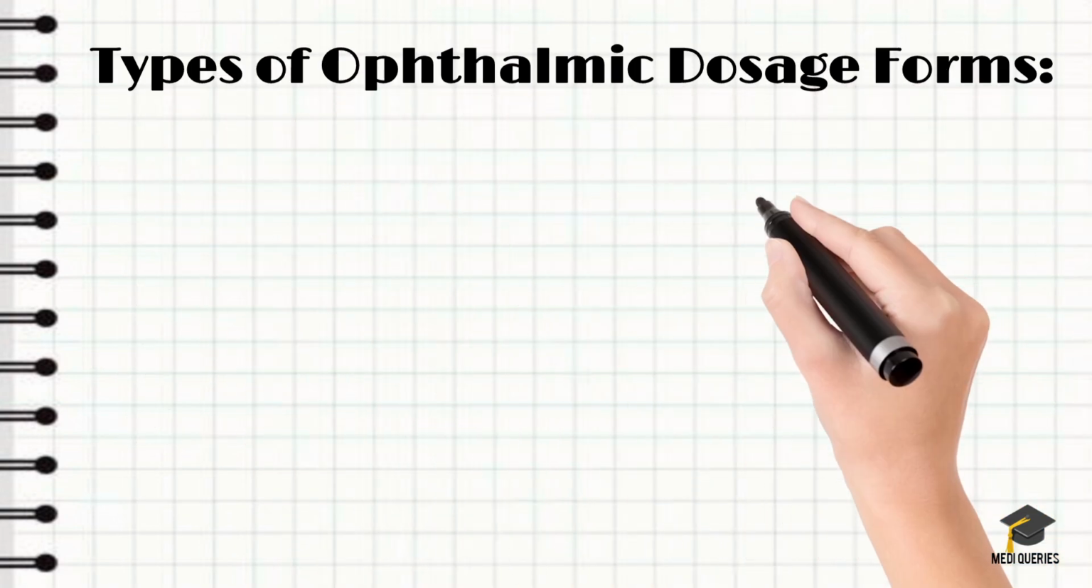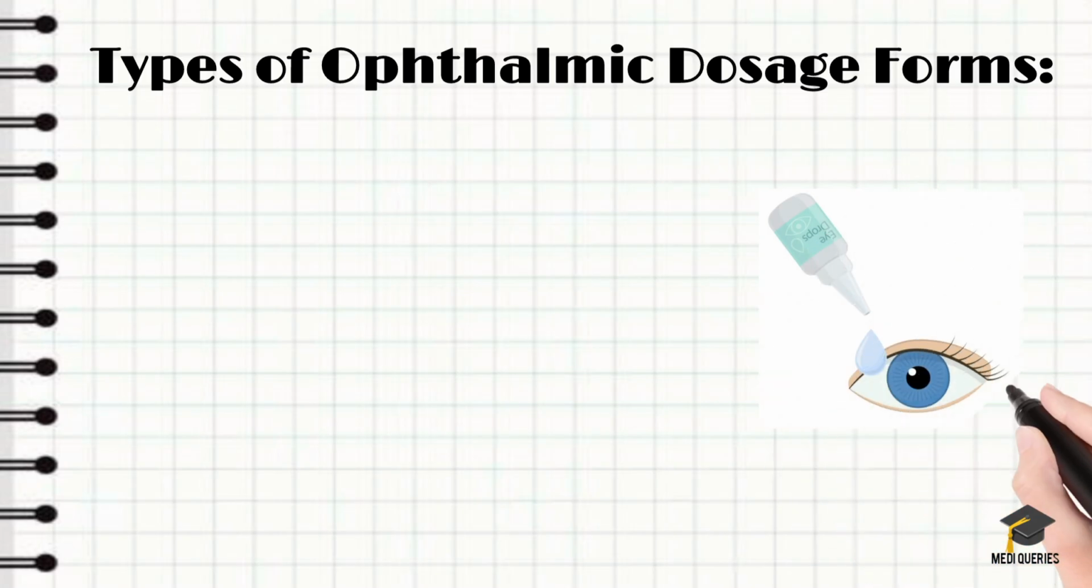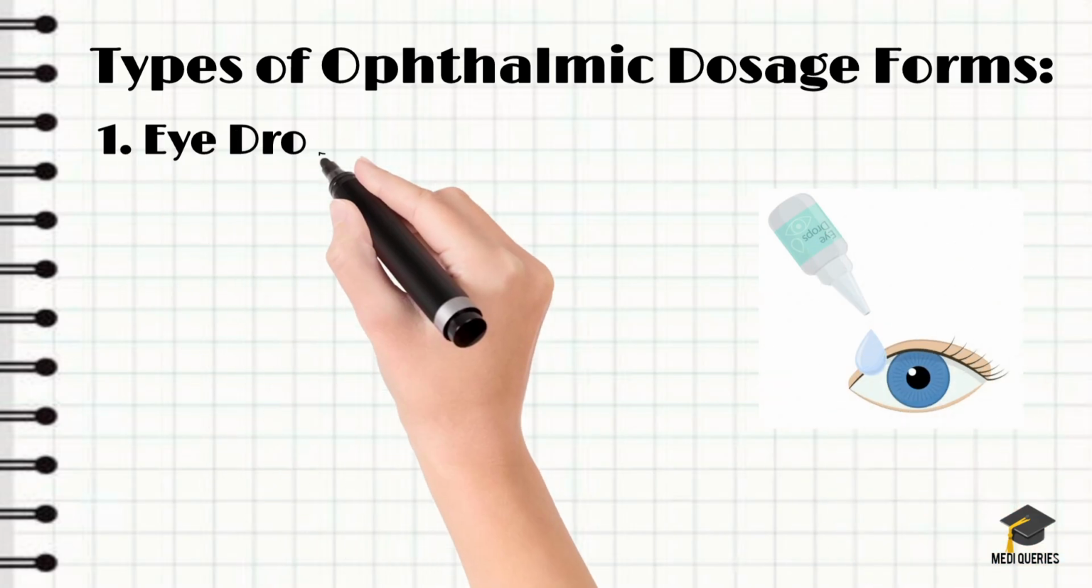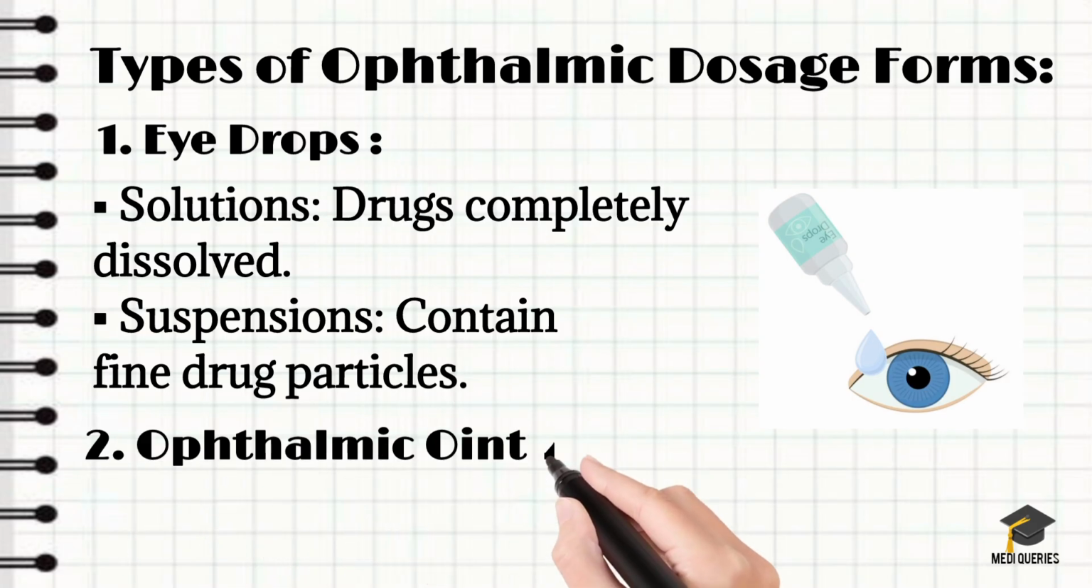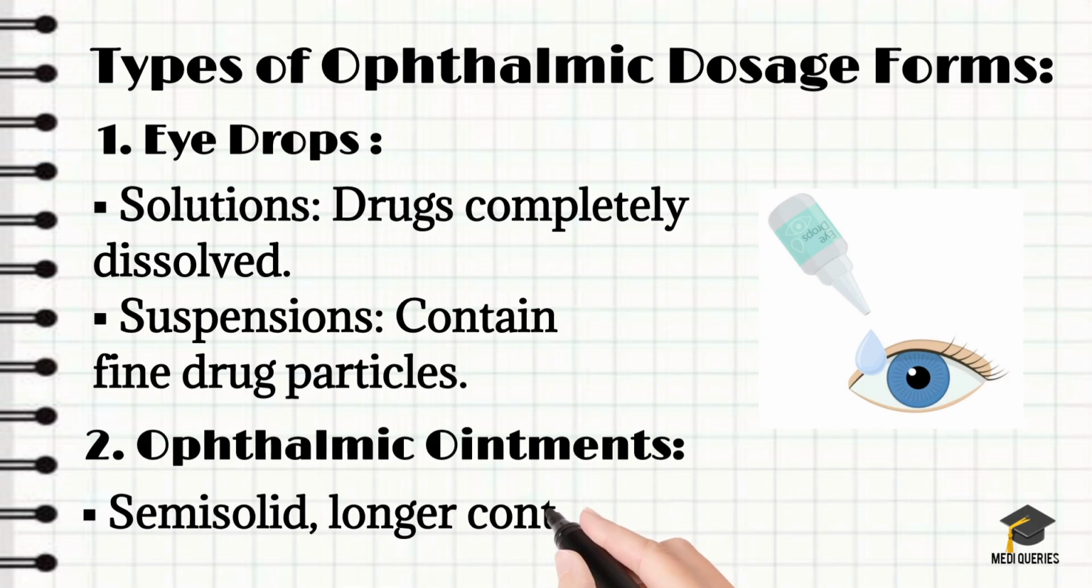And next is the types of ophthalmics. Many types of ophthalmics are available nowadays in the market, like eye drops, ophthalmic ointments, ophthalmic gels, eye suspensions, ophthalmic emulsions, eye inserts, intraocular injections, ophthalmic irrigations, contact lens solutions. These are the various types of preparations available in the market nowadays. We will see them one by one clearly.